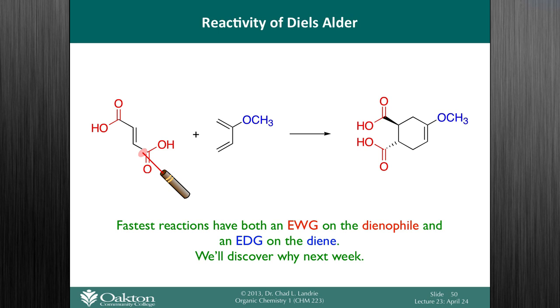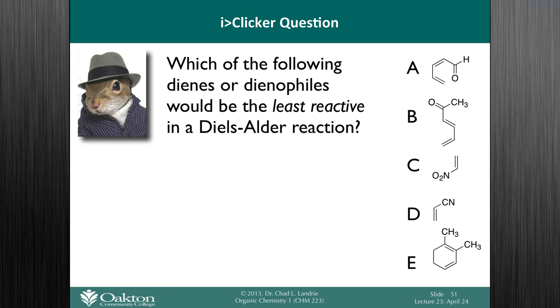If you're curious as to why electron withdrawing groups increase the reactivity of dienophiles and electron donating groups increase the reactivity of dienes, take a look at the rest of the lecture slides, which will be posted online. I won't ask you to know any of this information for any future quizzes or exams, but it's there if you'd like to look at it. Now, which of the following dienes in this list would you expect to be the least reactive based on our previous discussion?